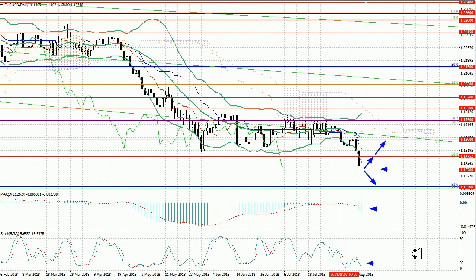As for the economic statistics of the week, it is worth paying attention to the data on GDP and the consumer price index of the Eurozone, as well as retail sales and industrial production in the United States. In general, the continuation of the decline seems more likely, but an upward reversal to the area of 1.1370 cannot be ruled out.